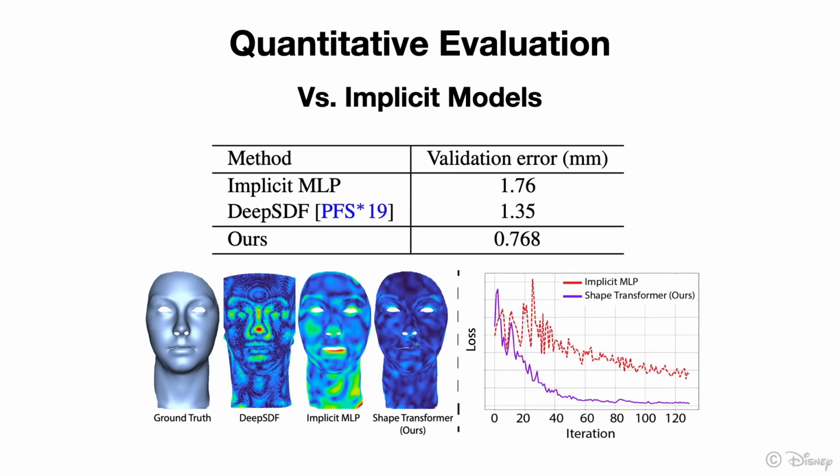Here, we compare our shape transformer's performance against 2 implicit models. The first is that of DeepSDF, and the second is an MLP baseline with no self-attention. Our transformer-based model outperforms both baselines, which showed similarly inferior generalization. Here, we compare the generalization errors on a validation example and also show the faster convergence of our shape transformer compared to a simple MLP baseline that predicts per point offsets from our canonical shape.